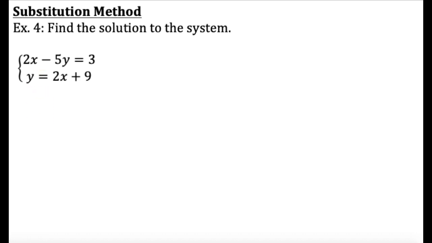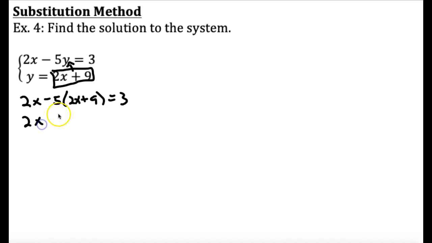All right, so on this one, we already have y solved for in the second equation. So I'm going to take this 2x plus 9 and plug it in for y in the first equation. So I'm going to end up with 2x minus 5 times (2x plus 9) equals 3. So I'm going to distribute this negative 5 through the parentheses. So we'll get 2x minus 10x minus 45.